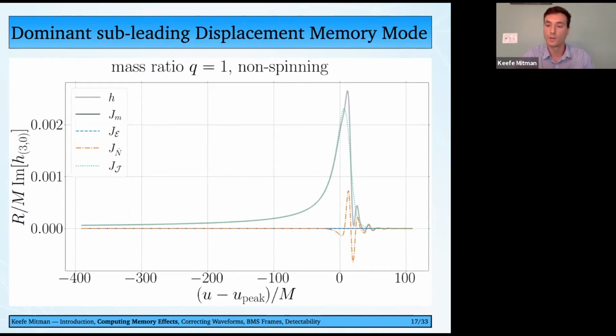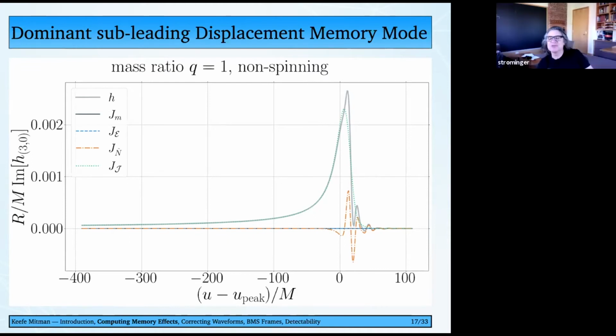So it's important to note that the spin memory effect and the center of mass memory effect are really memory effects in the time integral of the strain, hence why they show up at this sub-leading order in the displacement memory effect. Okay, and so this is really phenomenal. We can create these incredibly accurate waveforms that have the memory effects.